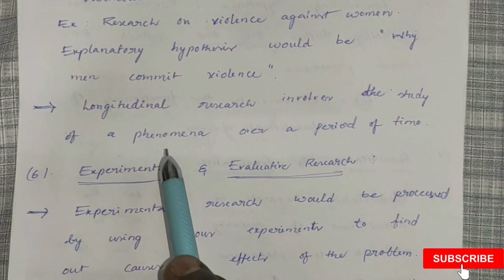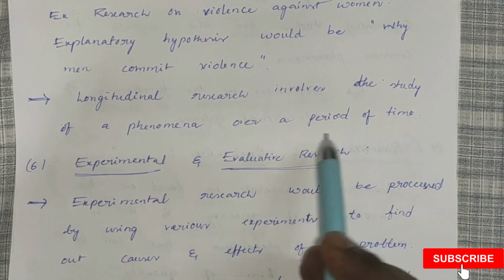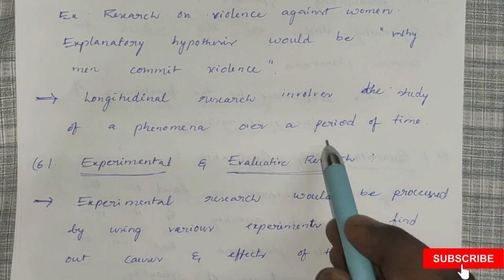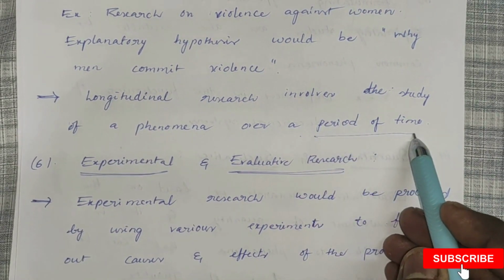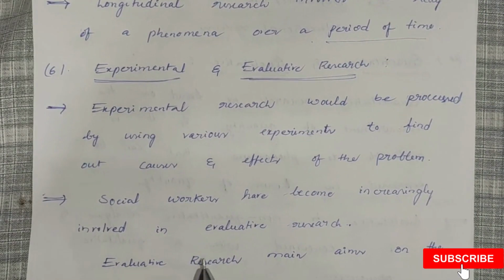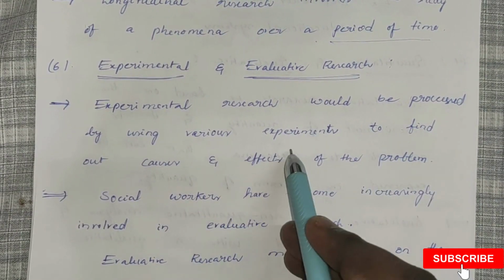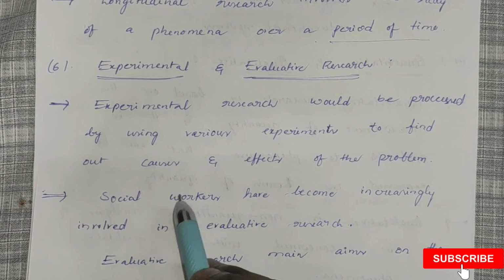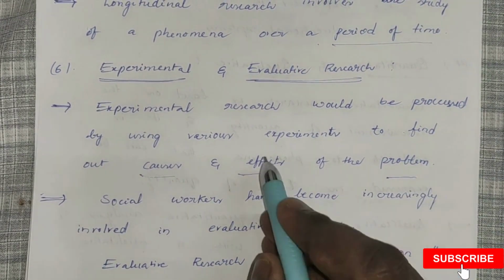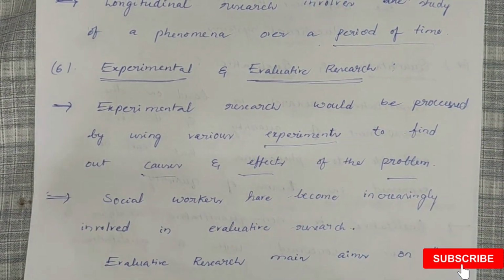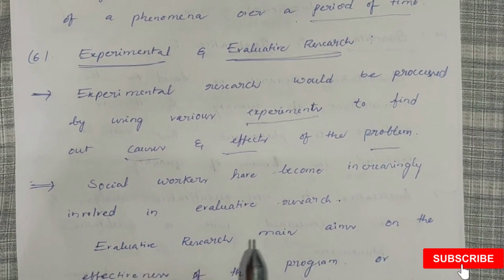Next, longitudinal research involves the study of a phenomenon over a period of time, for a particular period of time. Next, experimental and evaluative research. Experimental research is processed through experiments to find out causes and effects of the problem.